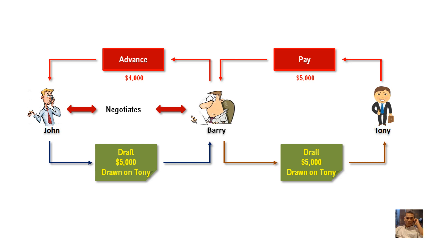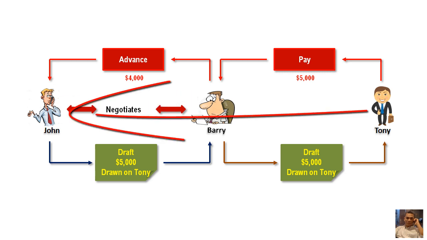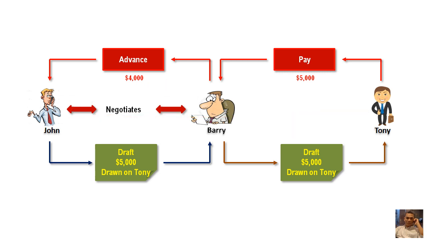So what we can see here is that the negotiability of a draft is actually facilitating the funds from one party to another, that is from John to Barry. Originally, Tony was liable to John a sum of 5,000. But when the draft is negotiated to another party, Tony now is liable to another party, that is Barry. So this is basically how the negotiation of a draft takes place. The same principle applies to negotiation LC because it uses a draft as a means of negotiation.